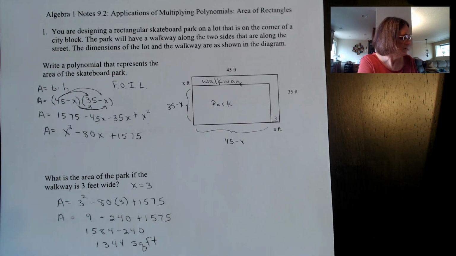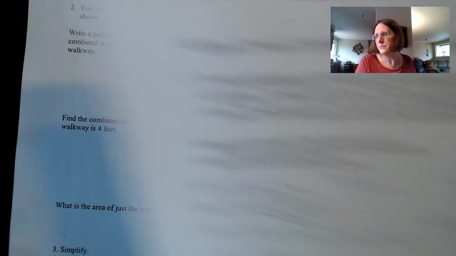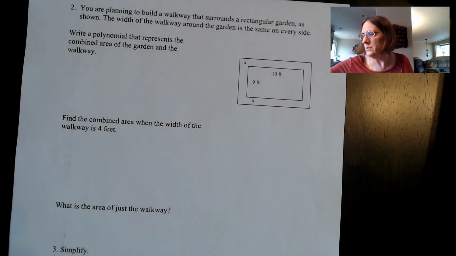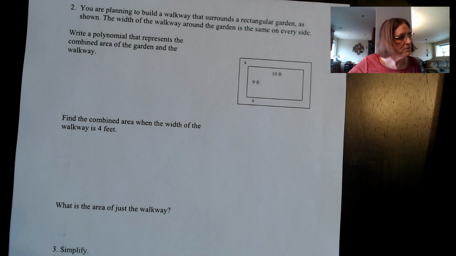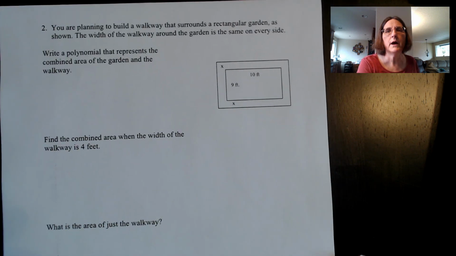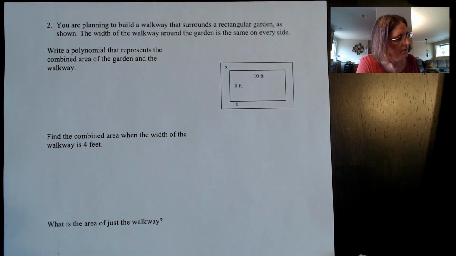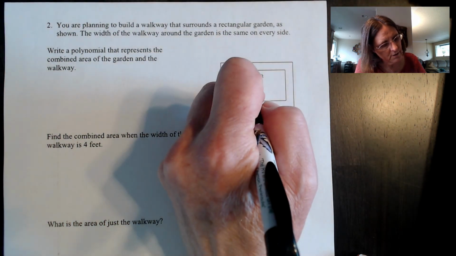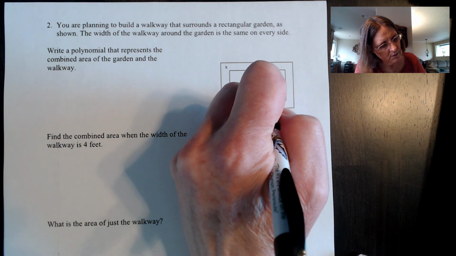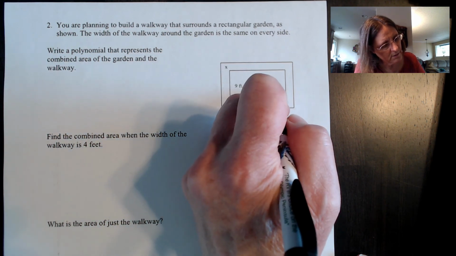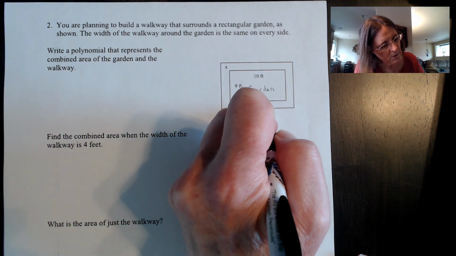Okay, now let's look at our next example. Our next example is another rectangle. On this one, we are planning to build a walkway that surrounds a rectangular garden. So here's our garden on the inside. And going all the way around the garden, we have the walkway.